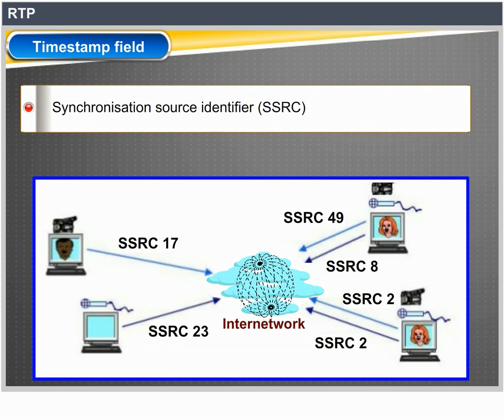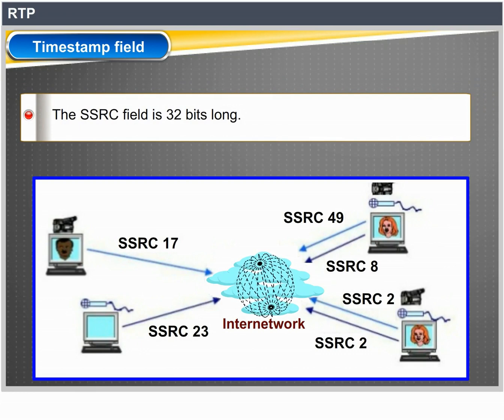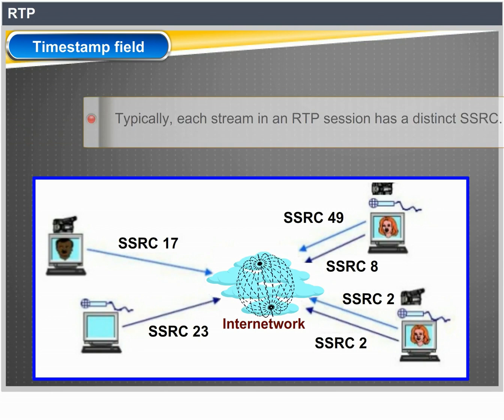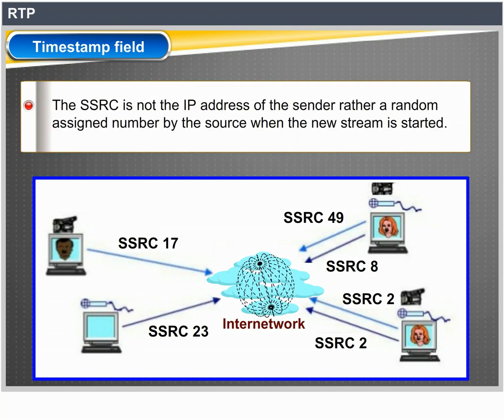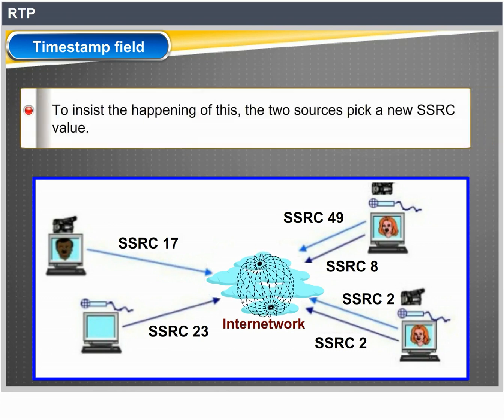Synchronization Source Identifier, SSRC. The SSRC field is 32 bits long. It identifies the source of the RTP stream. Typically, each stream in an RTP session has a distinct SSRC. The SSRC is not the IP address of the sender, but instead is a number that the source assigns randomly when the new stream is started. The probability that two streams get assigned the same SSRC is very small. Should this happen, the two sources pick a new SSRC value.